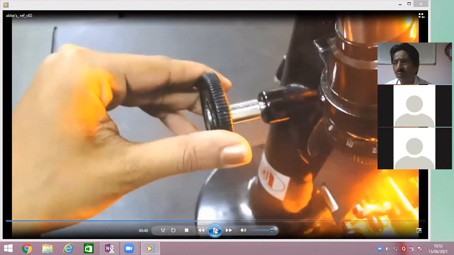Now after closing, we have to adjust the mirror in such a way that the light is reflected in the prism. In this case, a very important thing is that there are two prisms: the lower prism and the upper prism. The lower prism is slightly grounded.